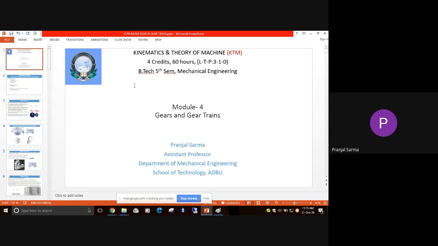There we saw how the pitch line velocity is the same for both the mating gears, which we drew in terms of the friction wheel only. Then, considering the no slip condition, we checked how the velocity ratio of the two mating gears and the size of the gears are linked.